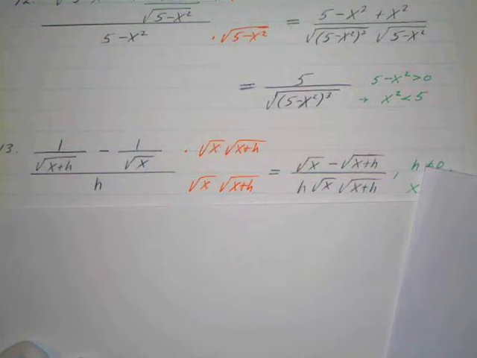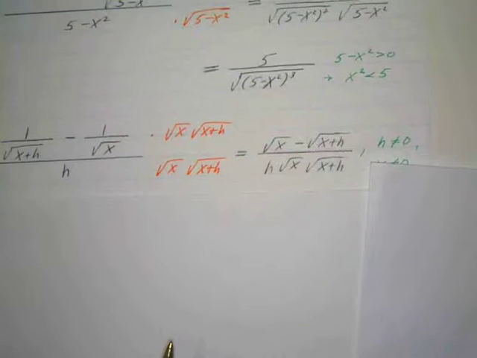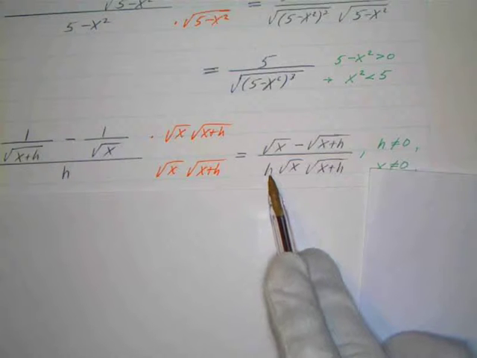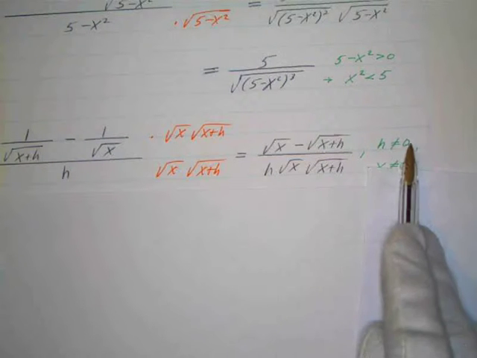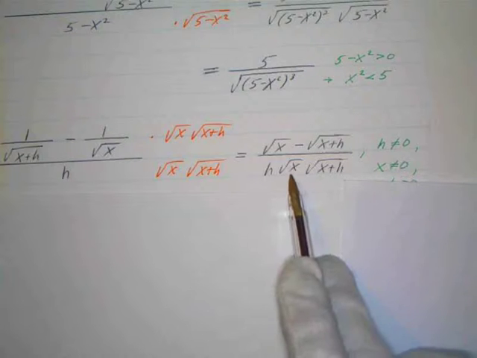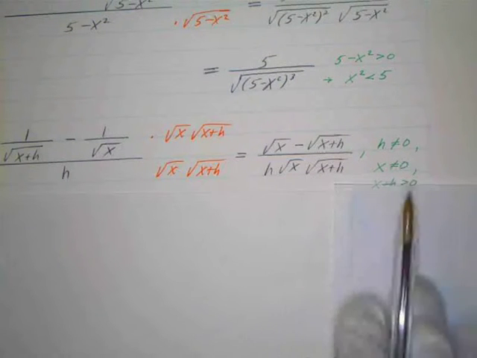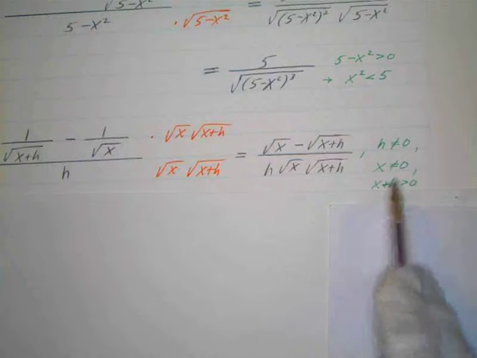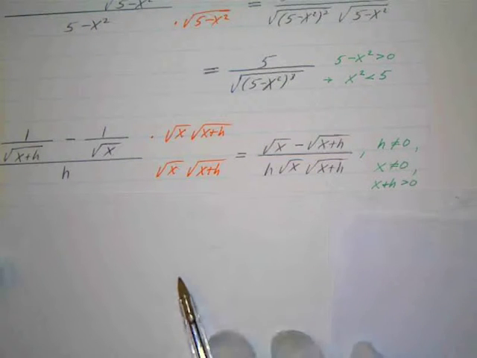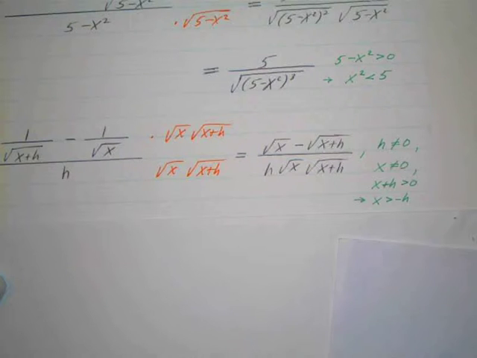So you just have to worry about the restrictions on the domain. I don't know if these were in the book as such, but I kind of figured them out just to be consistent. So we have h in the bottom, so h can't be 0. X can't be 0 because I'd have the square root of 0, which is 0. And then this cannot be 0. So x plus h can't be negative. So x plus h must be greater than 0. And then if you subtract, you get x is greater than negative h. So those are the restrictions on the domain.